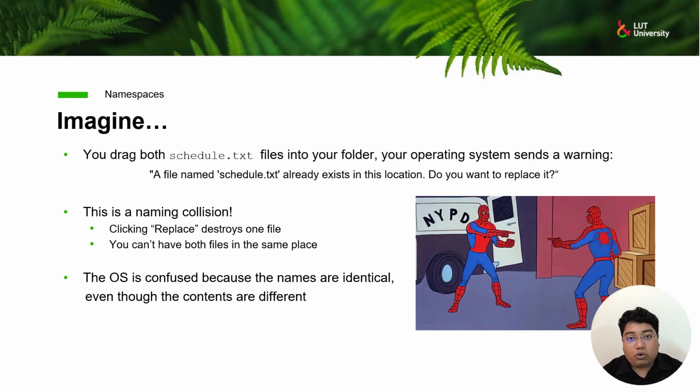It's not that the OS is being difficult, it just has no concept of these being actually different things that happen to share a name. So, you could say that's exactly the Spider-Man pointing at Spider-Man problem. Two identical labels and nobody can tell who's who.